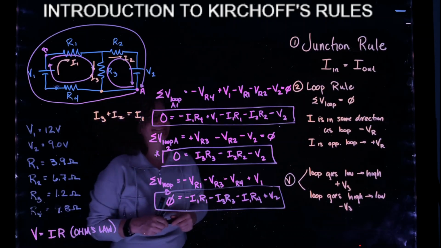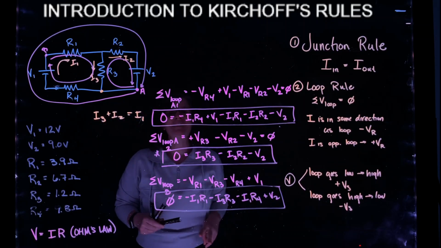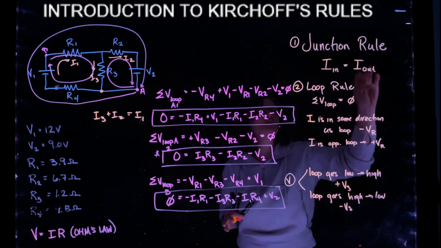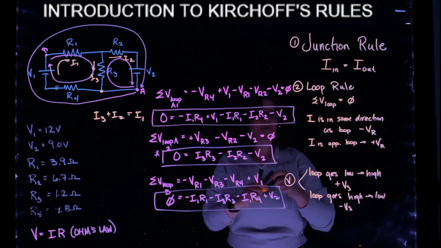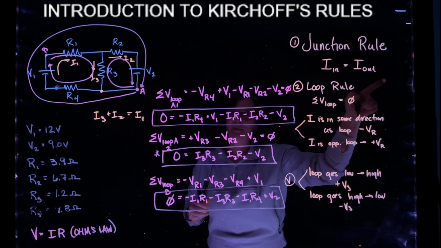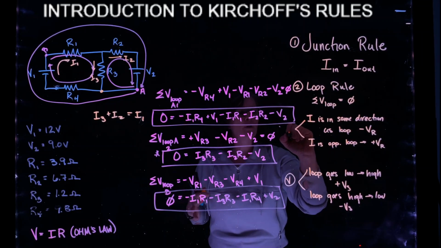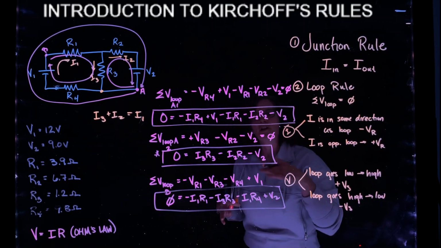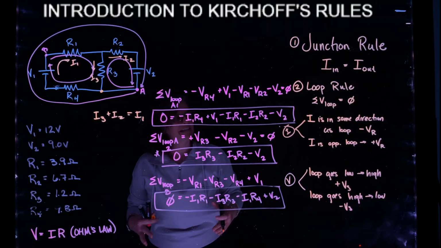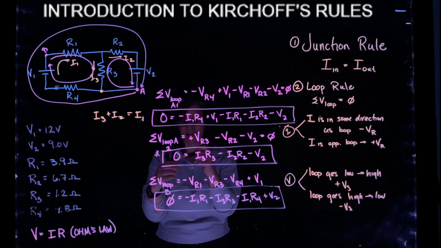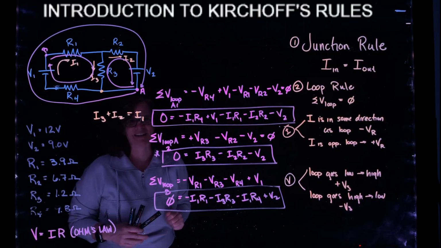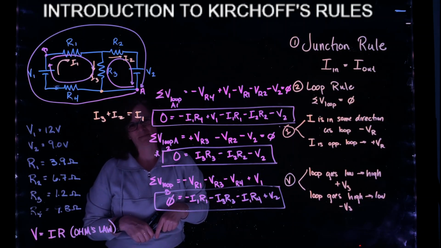All right, so 2 rules that we can use, the junction rule and the loop rule. Remembering to set that junction properly, not worrying so much about whether you're in the right direction. The physics will tell us. And then we can solve any complex circuit. We just have to define those junctions and those loops.